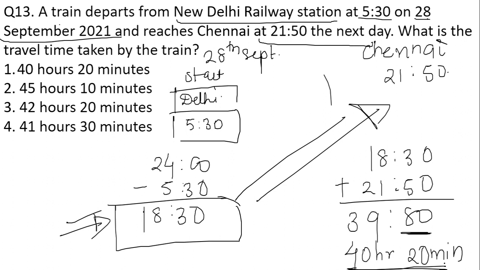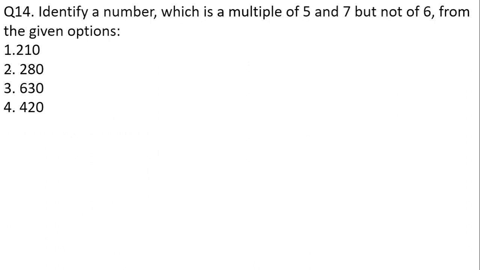40 hours, 39 to 80 minutes, 40 hours 20 minutes. So this is the time the train has traveled from New Delhi to Chennai. I hope you have got this question. Moving on to the next question now.